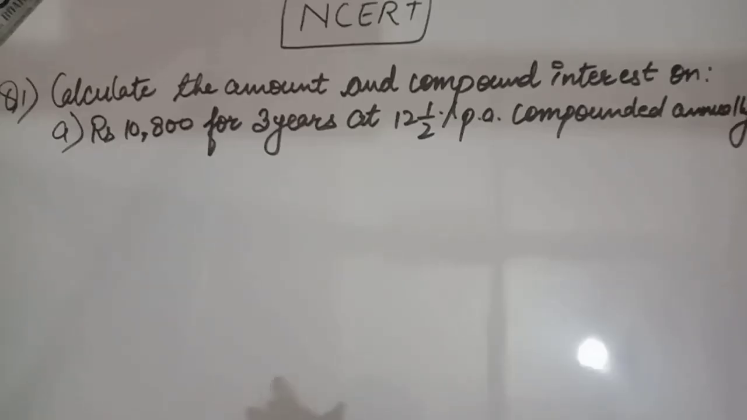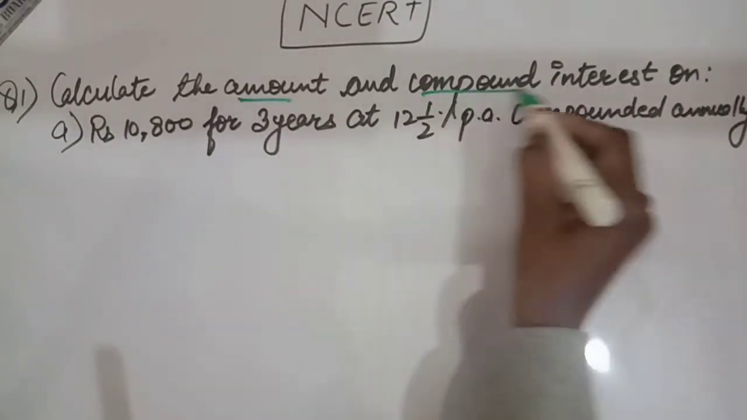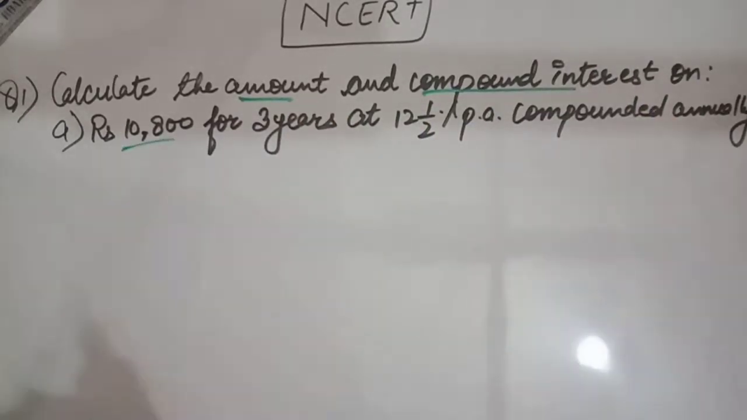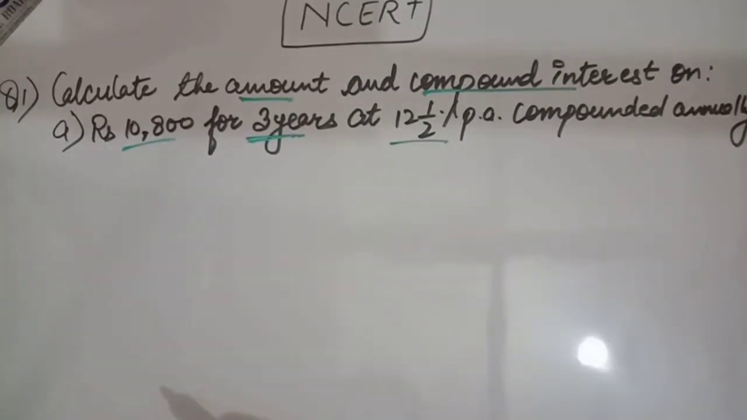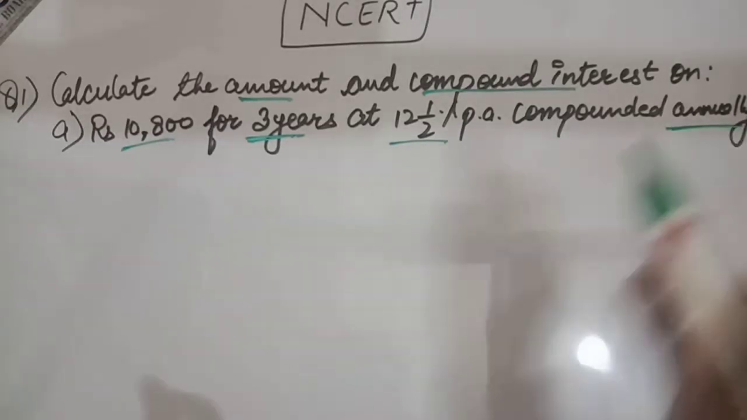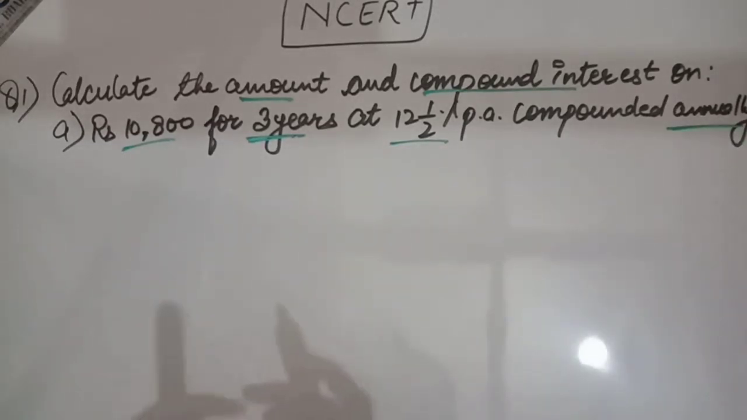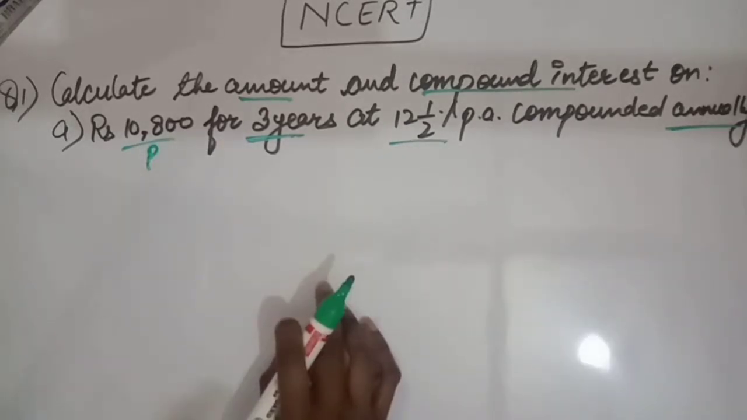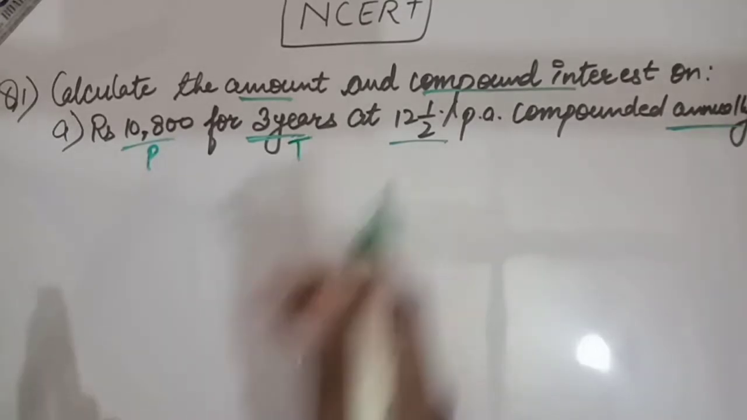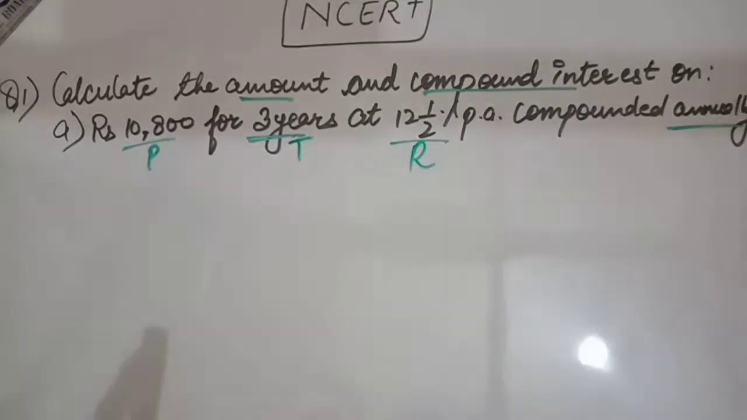Let us do some NCERT questions related to compound interest and simple interest. The first question is, calculate the amount and compound interest on 10,800 for 3 years at 12.1/2% per annum compounded annually. Now, this is our principal on which the amount and interest are to be calculated. This is our time period and this is our rate of interest.